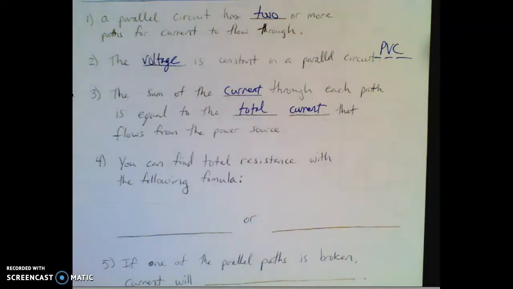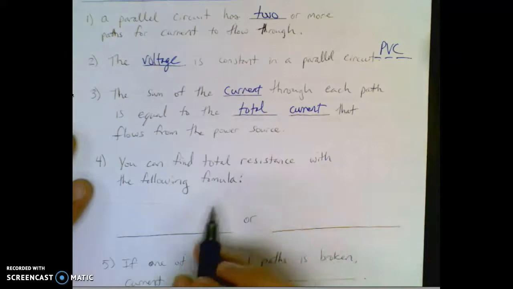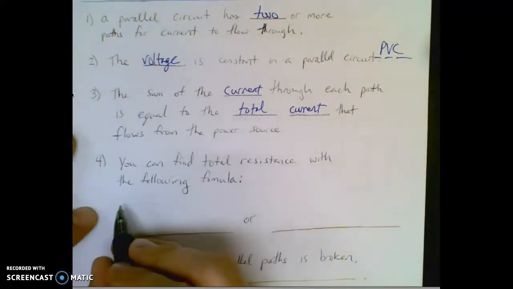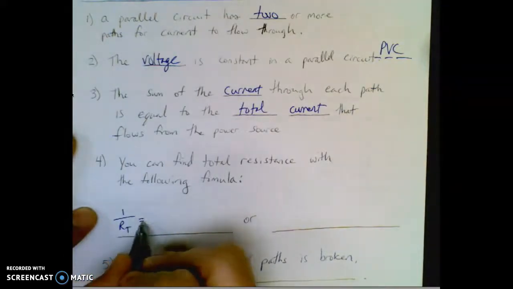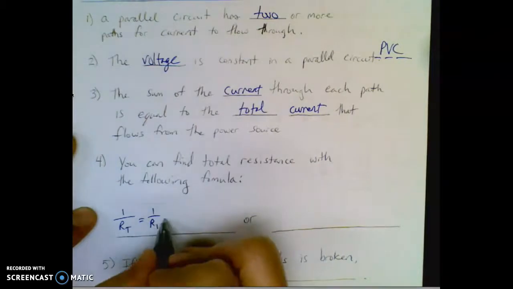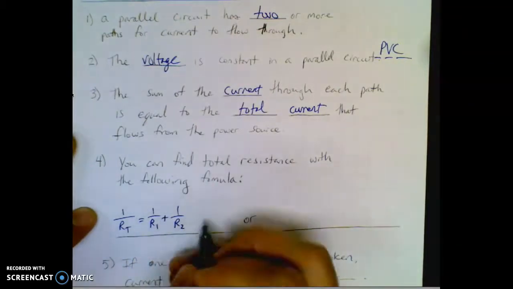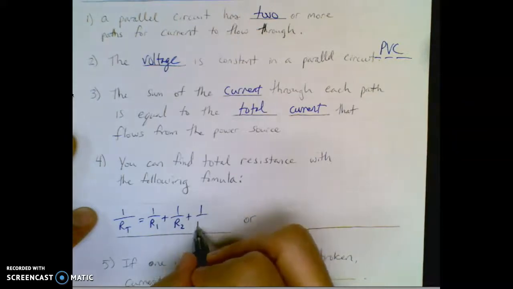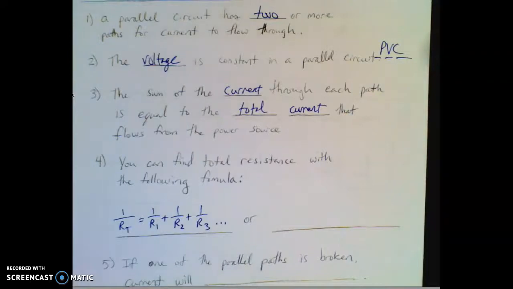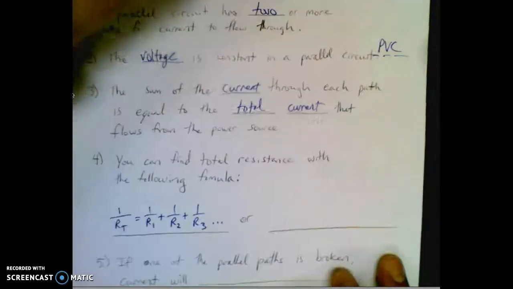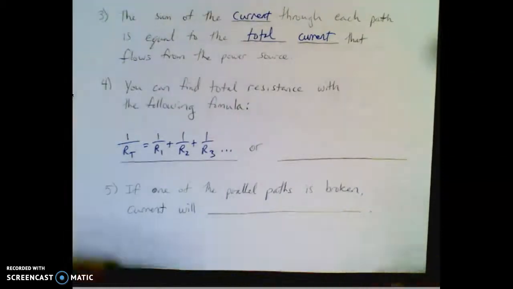Total resistance is a little harder in this, because normally in series it's really easy, right? Well, in a parallel one, you're going to say that 1 over total resistance equals 1 over resistor 1 plus 1 over resistor 2. It basically creates an inverse relationship. The more resistors you have, the lower your resistance gets.